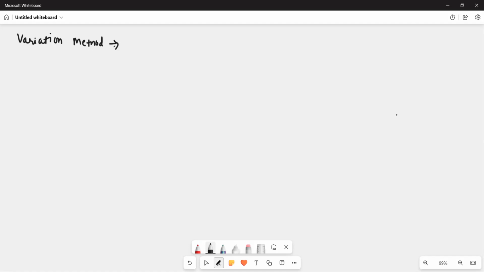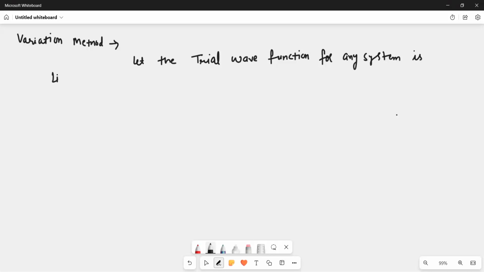So here we can write: let the trial wave function for any system be a linear combination of eigen wave functions.